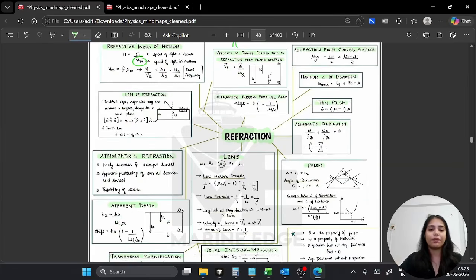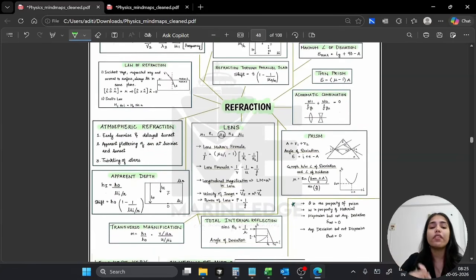Then, where can we see these refractions in our day-to-day life? At early sunrise, you can see that the atmosphere seems orange, right? Then we have the apparent flattening of the sun at sunset, and the twinkling of stars. These are all examples of refraction.